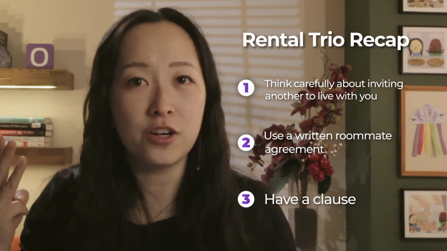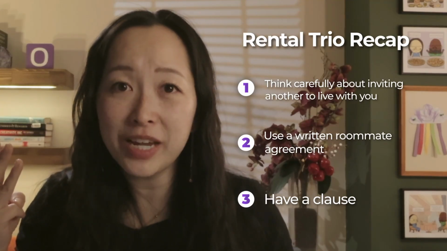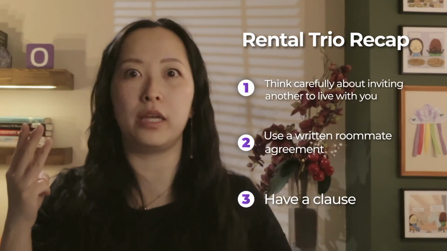3, have a clause in the roommate agreement on evicting the roommate if they behave badly or they don't pay rent. Remember, a roommate is not a tenant under Ontario's Residential Tenancies Act, RTA. A tenant has legal rights. A roommate only has whatever rights are written into that roommate agreement.